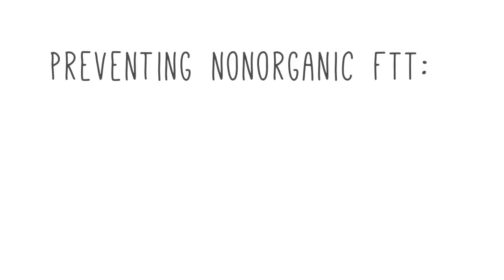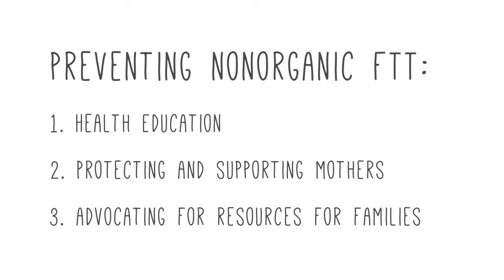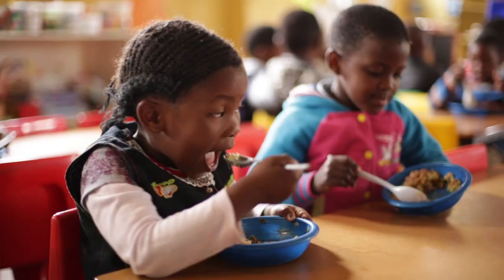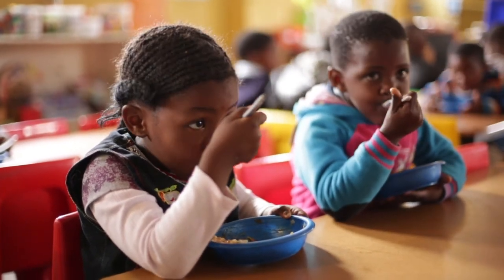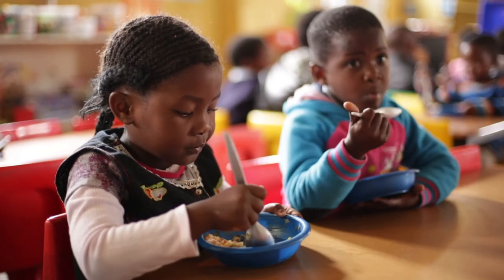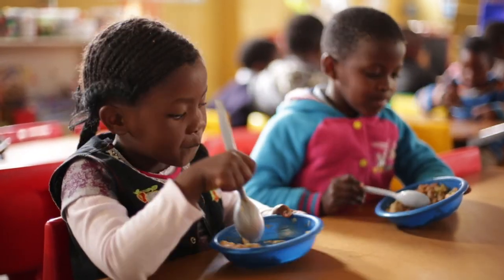Preventing non-organic failure to thrive involves coordinated efforts, including things like empowering families and communities with health education, protecting and supporting mothers who care for young children, and advocating for increased access to resources for families with young children. South Africa's children are the future leaders of the country, so investing in their health and their growth is investing in a better future for all South Africans.